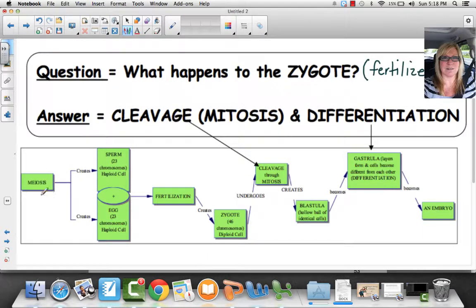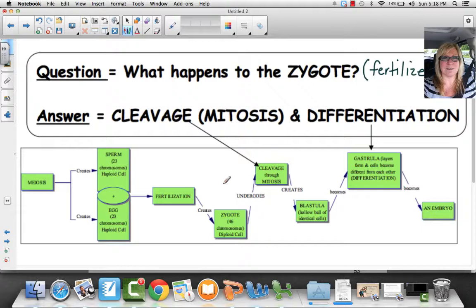We know through the process of meiosis, we get our gametes, which are our sperm cells with 23 chromosomes, and an egg with 23 chromosomes. The sperm and the egg meet in the fallopian tube, and that's where fertilization takes place. That forms a zygote, or a fertilized egg, with 46 chromosomes. And that's when cleavage takes place, through mitosis.